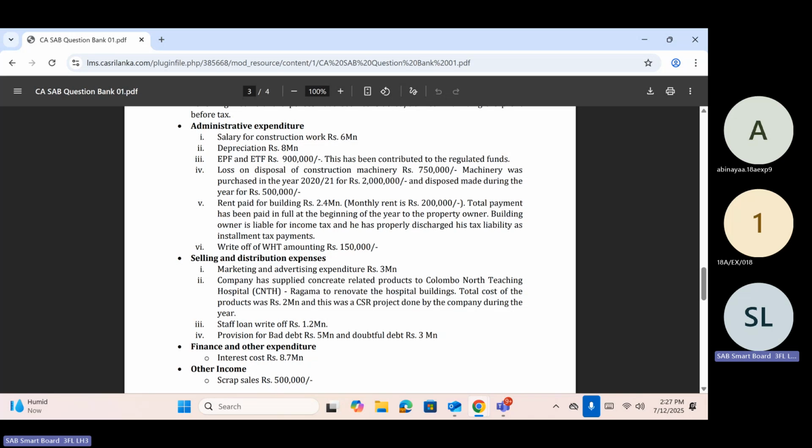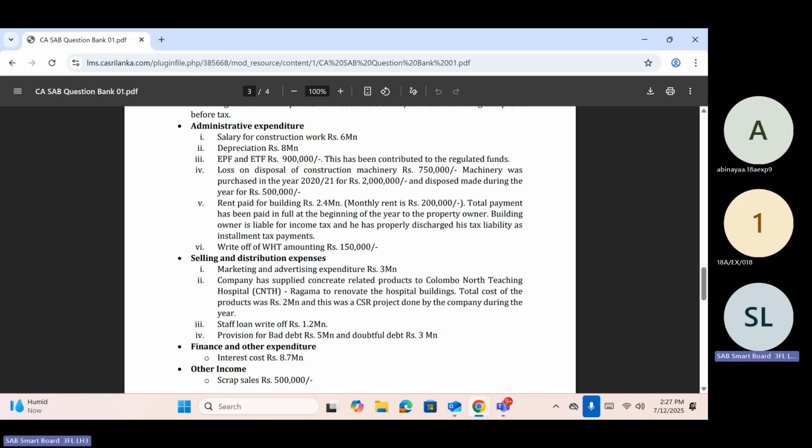How much? 2.4 million, you can see. So entirely it is incurred in the production of income. That is relevant for the business, and relevant for the year of assessment. But even then, if the payable tax is subject to withholding tax, the total expenditure cannot be deducted.